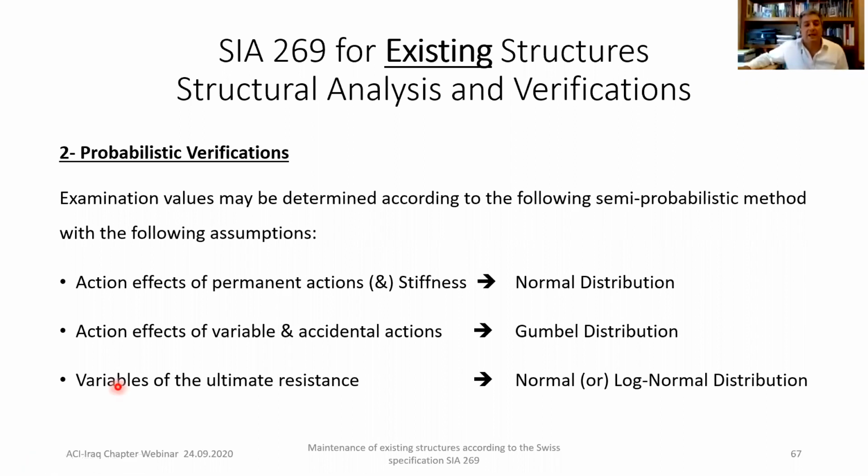So what they found through the probabilistic verification is that the action for permanent structures and the stiffness behave as a normal distribution. They found that the variable and accidental actions behave as a Gumbel distribution. They found that the resistance can behave as either a normal or log normal distribution. So we can use this information. This came from the study of JCSS.